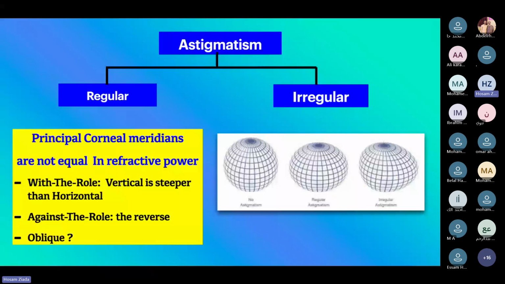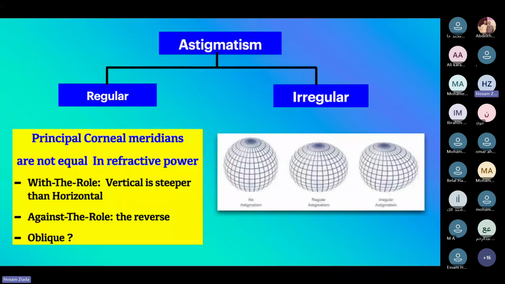How to correct? Here it's complicated. It's somewhat more complicated than myopia and hyperopia, because you don't have one axis, one meridian. You have a vertical meridian with one power and a horizontal meridian with another power. So it's called cylindrical error, and you need glasses with a cylindrical lens. Cylindrical lens means you will correct the vertical meridian with one power and the horizontal meridian with another power.